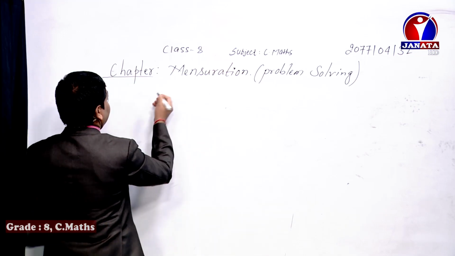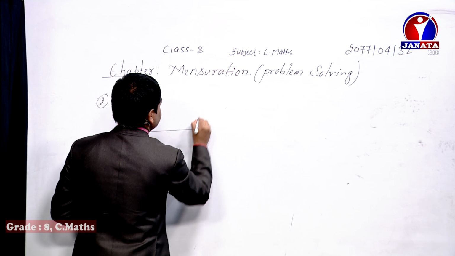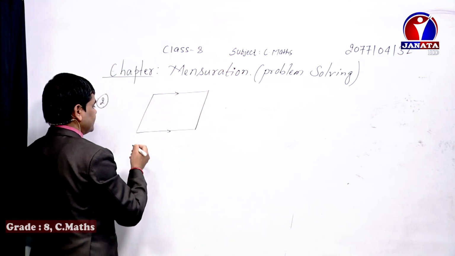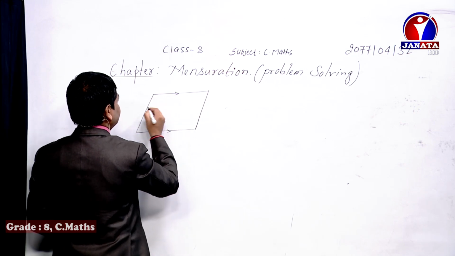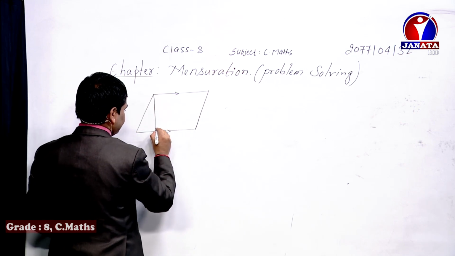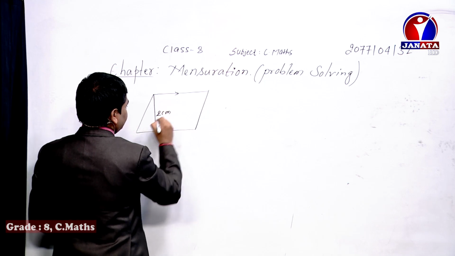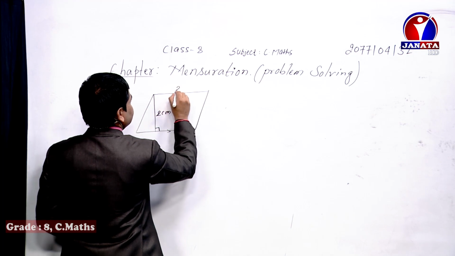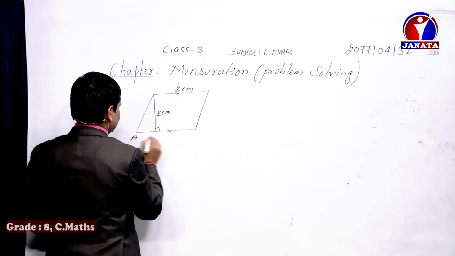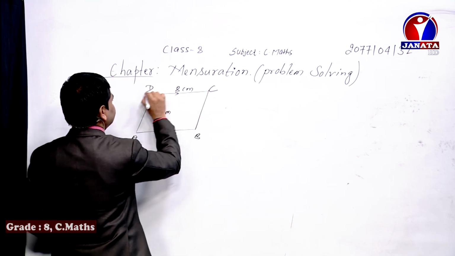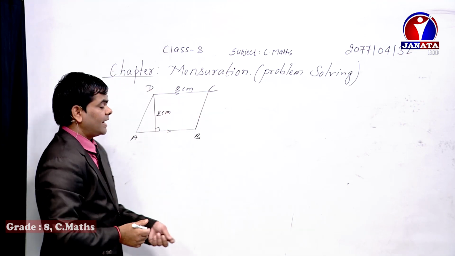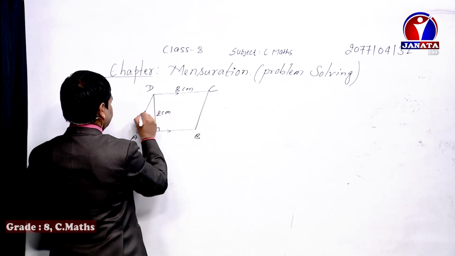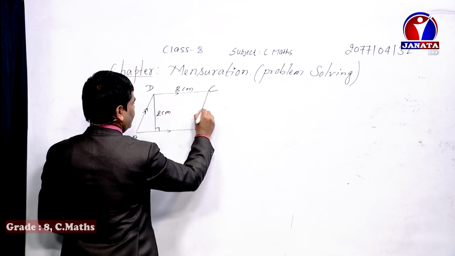For example, it's a parallelogram. If the question says to find the area of a parallelogram, at that time I had discussed the derivation of the parallelogram area. Let's keep the height of this parallelogram as 2 centimeter, and the length of this side is mentioned as 8 centimeter. Let's give the name of the parallelogram as ABCD, and opposite sides of a parallelogram are equal and parallel as well.